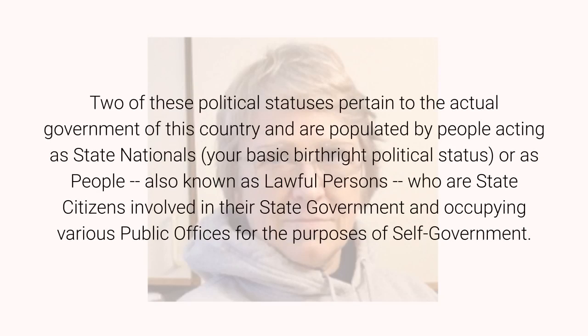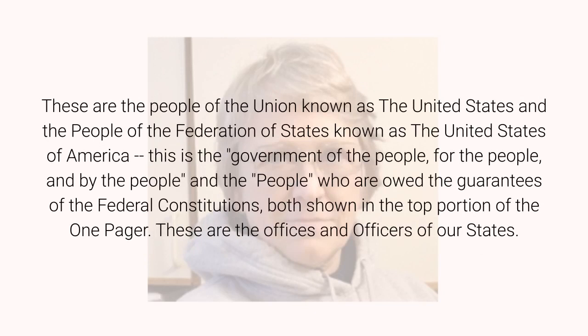Two of these political statuses pertain to the actual government of this country and are populated by people acting as state nationals, your basic birthright political status, or as people, also known as lawful persons, who are state citizens involved in their state government and occupying various public offices for the purposes of self-government. These are the people of the Union known as the United States and the people of the Federation of States known as the United States of America. This is the government of the people, for the people, and by the people, and the people who are owed the guarantees of the federal constitutions, both shown in the top portion of the one-pager. These are the offices and officers of our states.